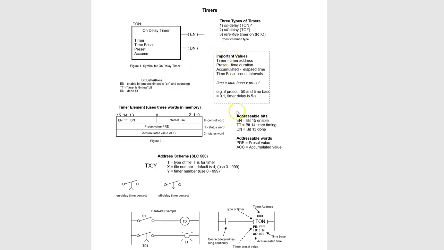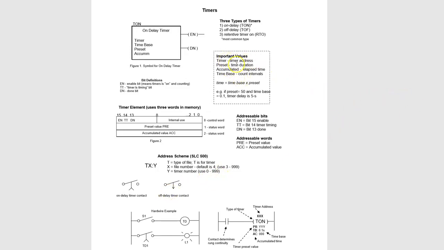The values over here are pretty important. So when you guys go through the lab, make sure you're familiar with these. The timer address, well, without that you can't really do anything. The timer address starts down here with the T. For your simulation software, it'll be T4, and then the last thing is the timer number. It says 0 through 99, but I'm not sure your simulation software will allow you to have that many. But in theory, in the actual SLC 500 PLC, you can have up to 1,000.